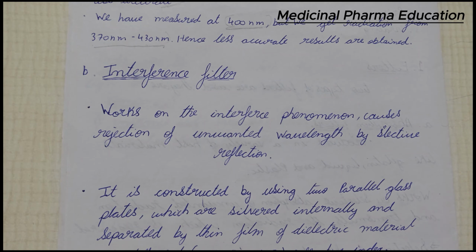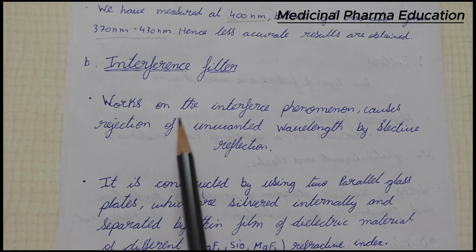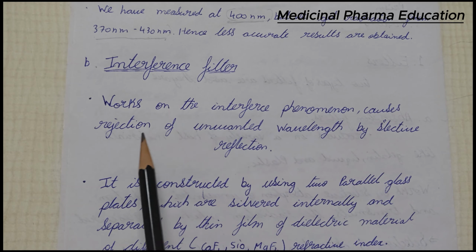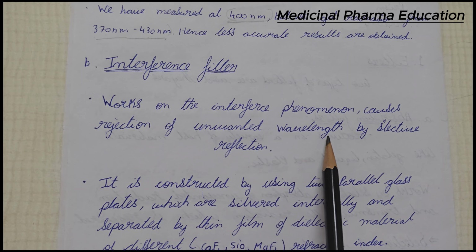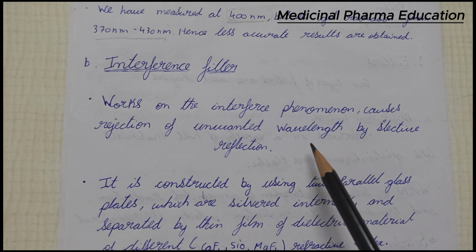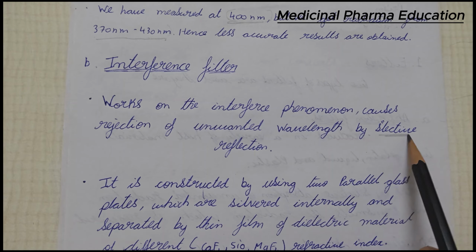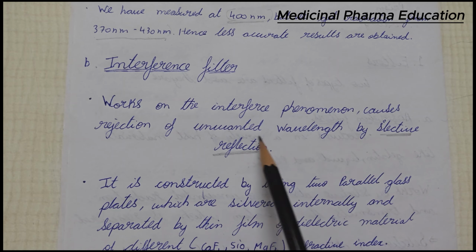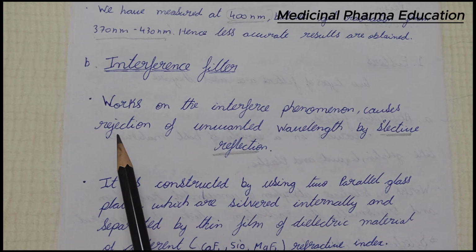Next, interference filter. It works on the interference phenomenon and causes rejection of unwanted wavelength by selective reflection. Here it is based upon selective reflection. It rejects the unwanted radiation by selective reflection.